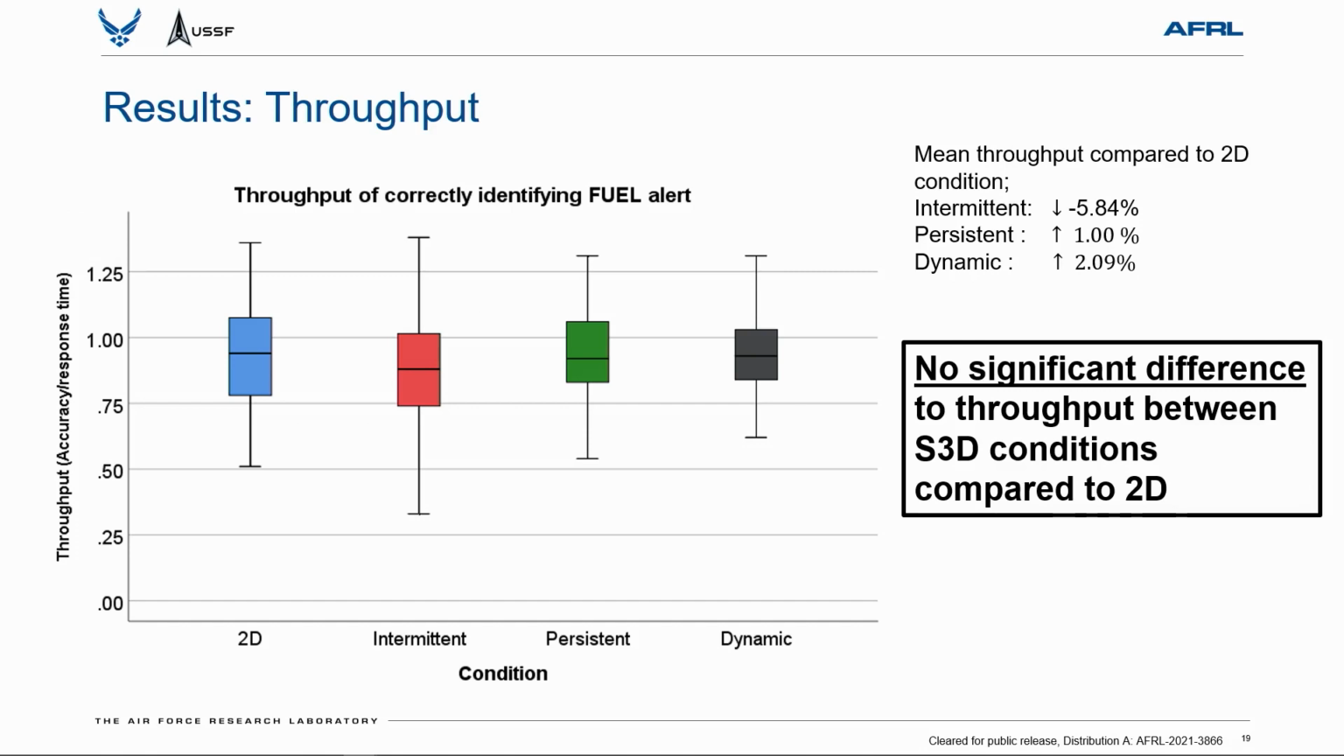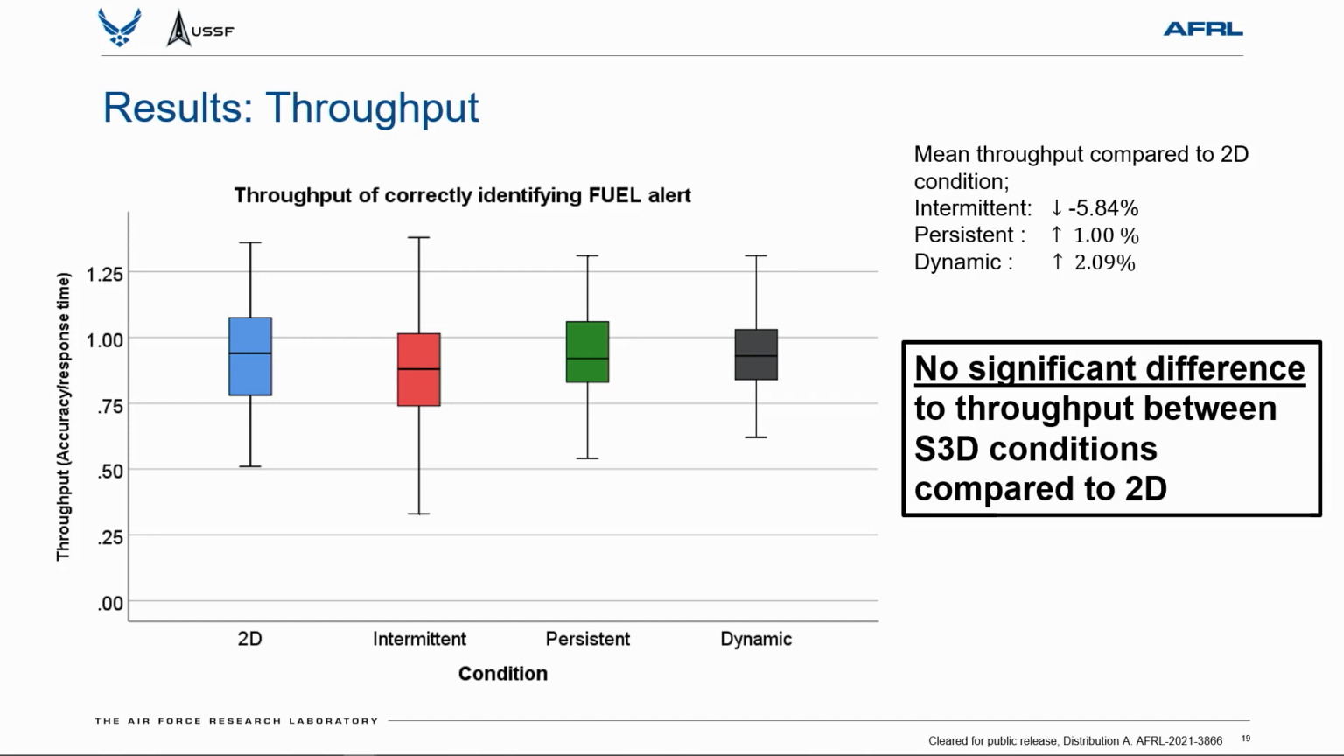And that was the same for throughput. So if you take into account accuracy divided by response time, that's our measure of throughput. And we showed that, yes, throughput decreased slightly in the intermittent condition, but there were no significant differences.